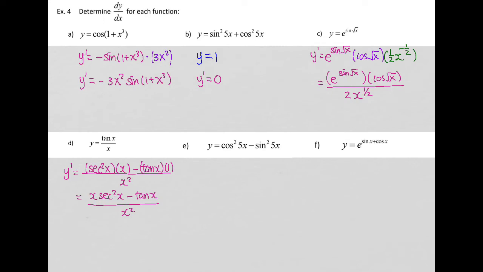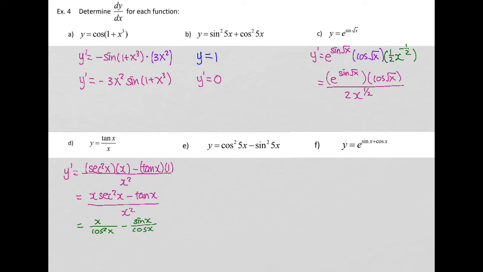For some people, they would like you to simplify further. So what does that mean? That means they don't want to see tangent and secant. They always want to see sine and cosine. So you could change to this: x over cos squared x minus sine over cosine.